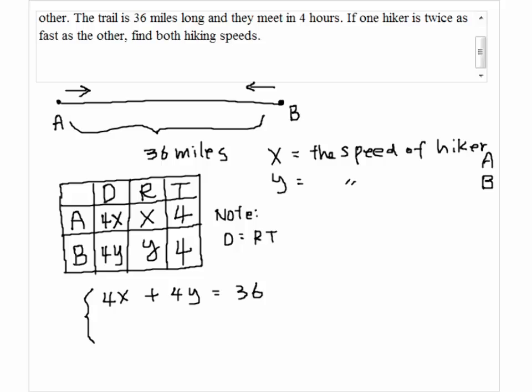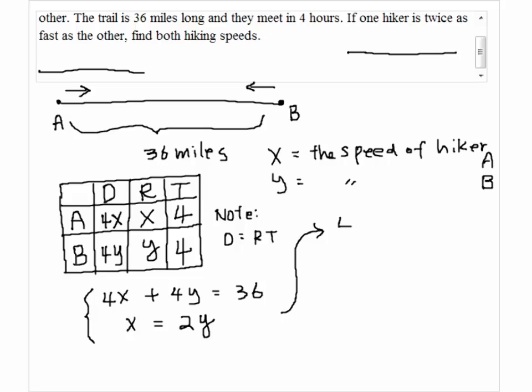Now the second equation comes from the comparison sentence. In the problem, it says one hiker is twice as fast as the other hiker. So let's say hiker A is faster than hiker B. So the speed of hiker A, which is x, is twice as much as the speed of hiker B, which is y. So the equation is x equals 2y. Now we are ready to solve the system of linear equations.